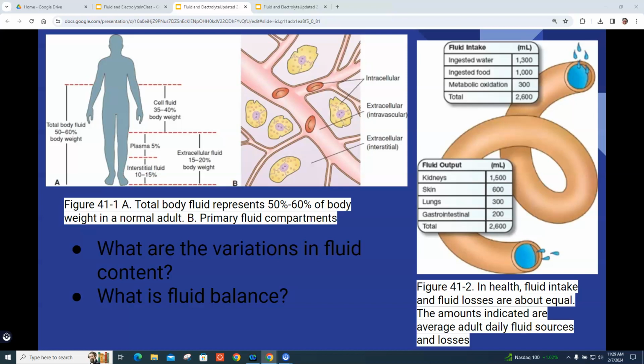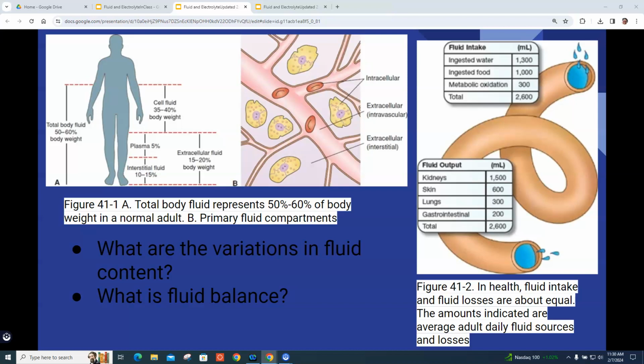Humans get most of their fluid from drinking liquids, about 1,500 mLs, and about 800 mLs comes from food, and the last 300 mLs comes from metabolic oxidation. And remember, this is for a healthy person, and this is how they maintain fluid balance. So a healthy person should be ingesting about 2,600 mLs of fluid a day.